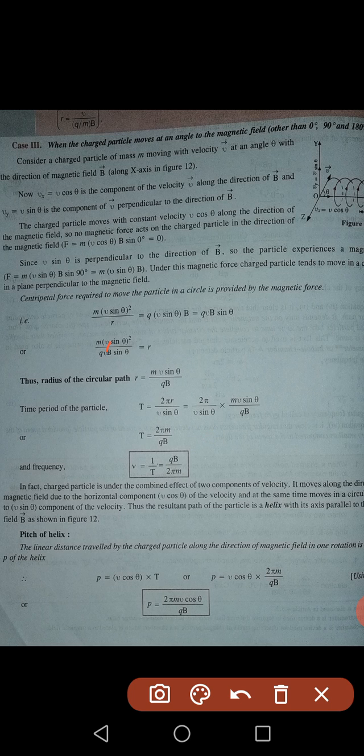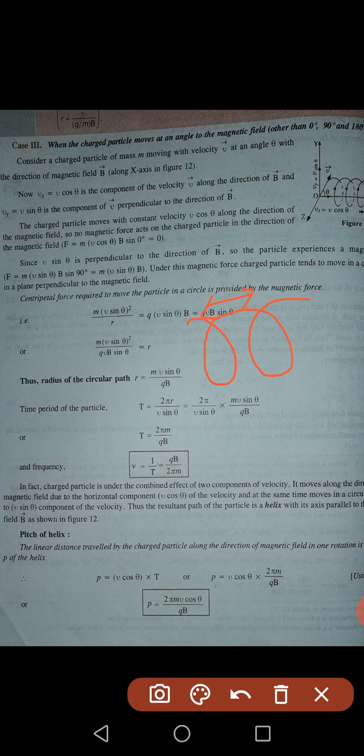Once we get the time period, we can get the frequency by taking the reciprocal. The expression for time period and frequency is the same as the previous one. In this particular case, we will get another term called pitch of helix. If you remember the concept of pitch in screw gauge, you did the experiment, there you got this term pitch. Pitch means it is the linear distance travelled after every circular rotation. In every circular rotation it is going some linear distance. So this linear distance is the pitch.